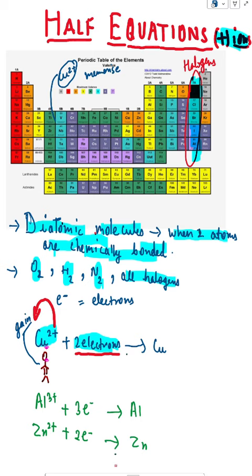Now, stick to the rule. If you see a positive charge, put the electrons next to it.